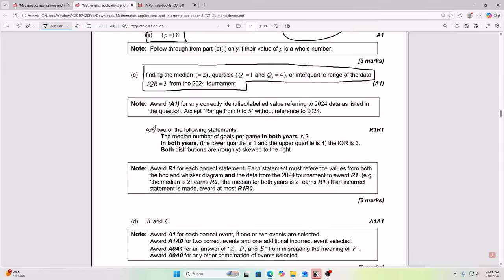And then it says any of these 2 statements can work. Both medians are 2. Here it is for comparing the IQR. And then here is the distribution skewed to the right.